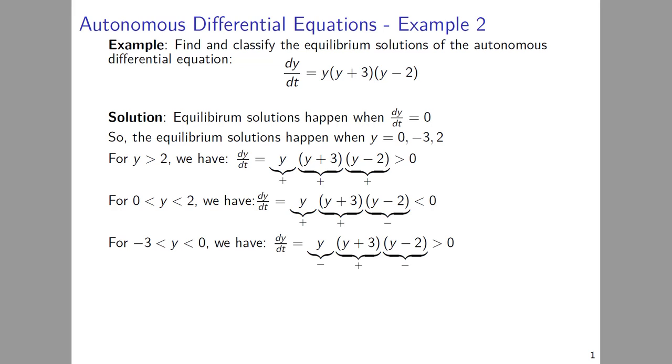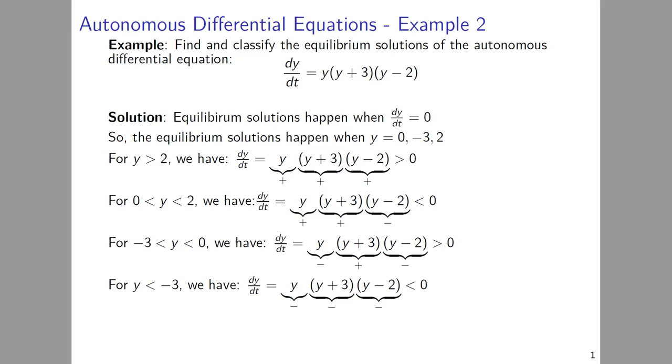And when y is between -3 and 0, the factor y is now negative, so dy/dt is a negative times another negative, which will be positive. So y will be increasing when it's between -3 and 0. Finally, for values of y less than -3, dy/dt will be a negative times a negative, which is negative. So we can conclude that y is decreasing when values of y are less than -3.